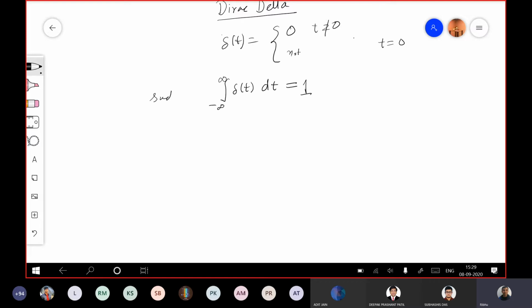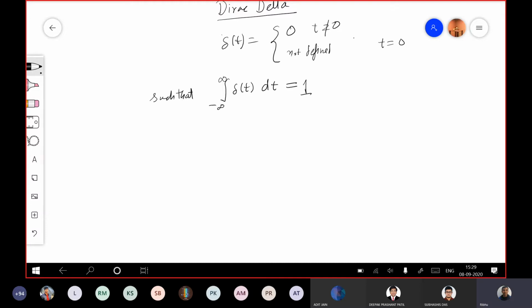You can define it as a limit, or as the derivative of the unit step, or as a limit of 1 over n times the gate function. At t equal to 0, it grows without bound. It's not 1 at t equal to 0.